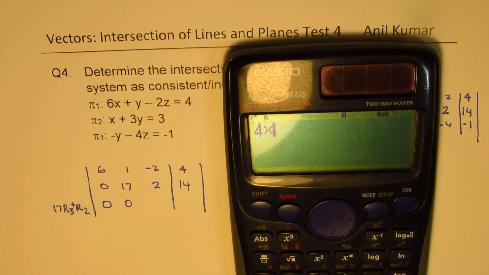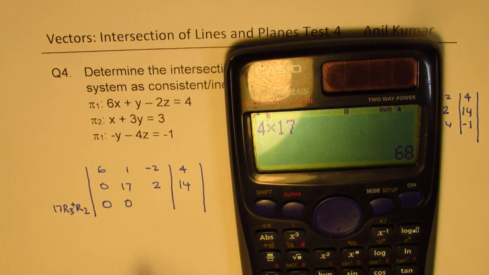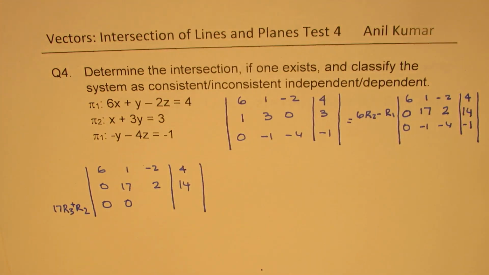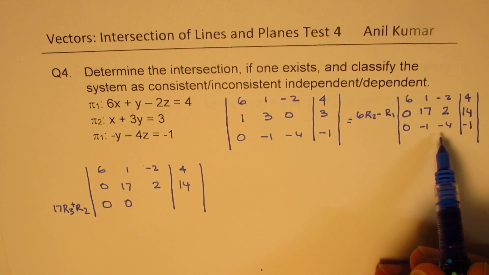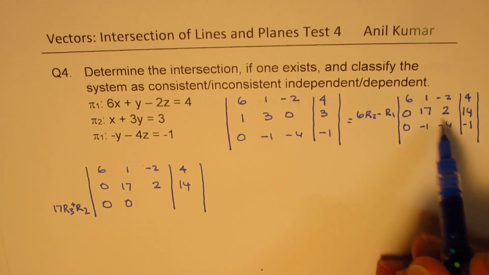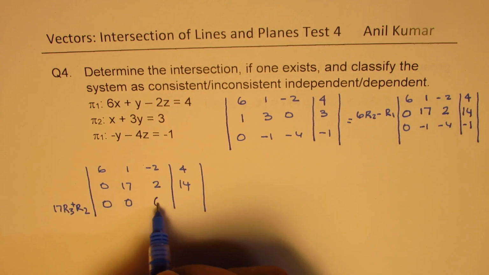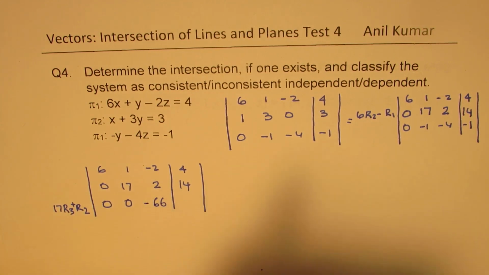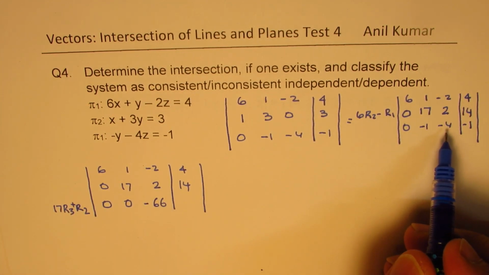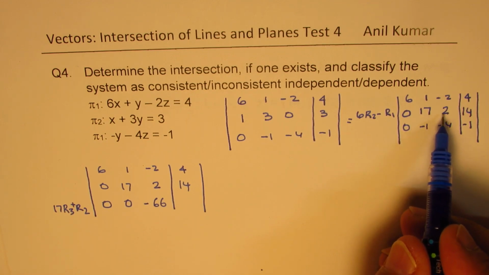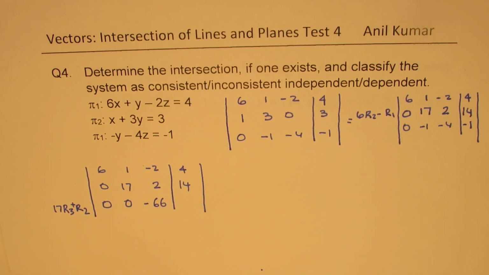So we have 4 times 17, and then from there we have to take away 2 minus 2, which gives us 66, right? So that's negative, right? So we have to add it basically. So we get 66 here with a negative sign. So negative 68 added to 2 gives us negative 66, right?